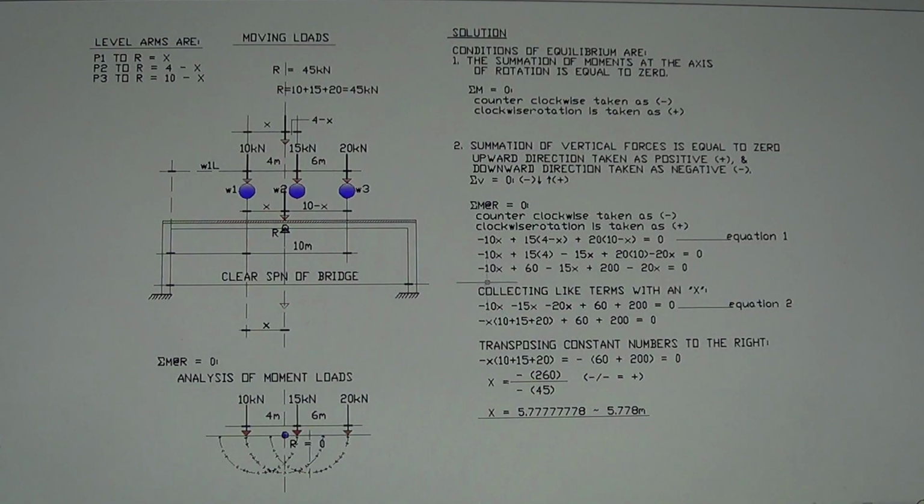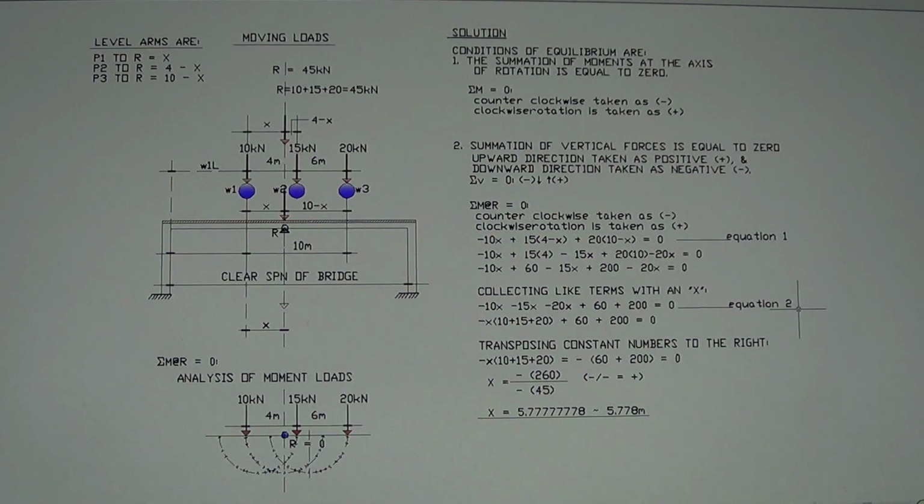Now to simplify this equation, you have to collect like terms with an x and put them on this side here, all the x's right here, and then all the whole numbers would be here. So 60 plus 200 minus 10x minus 15x minus 20x is equal to 0.